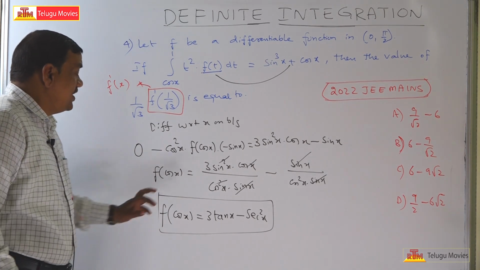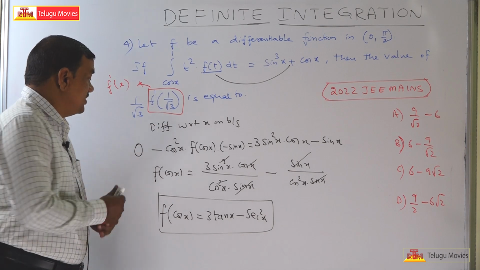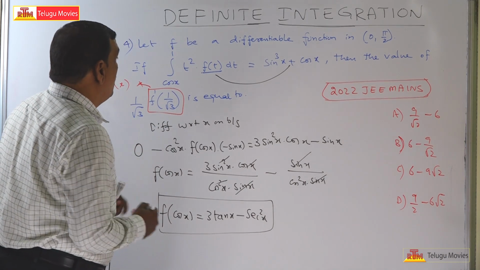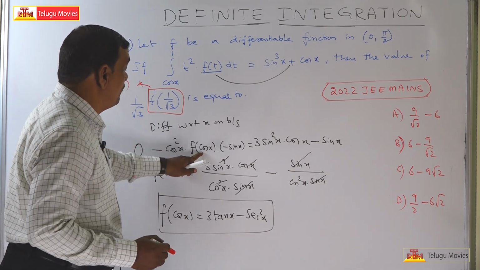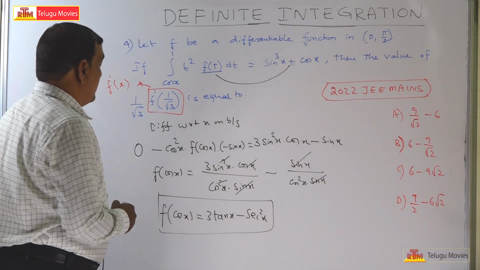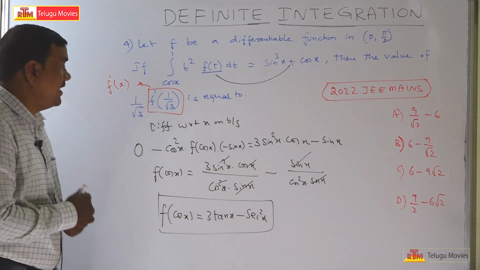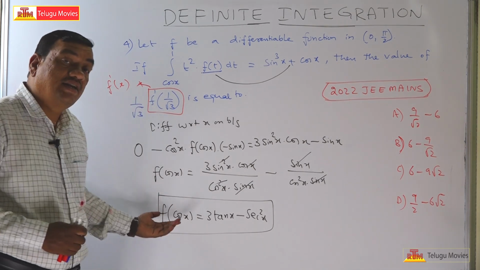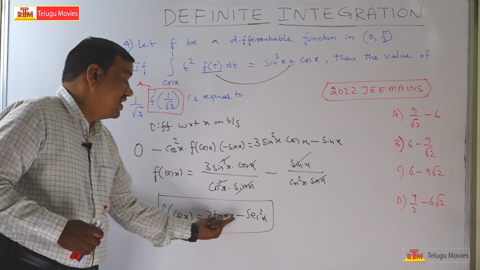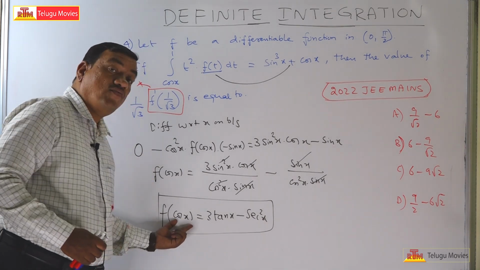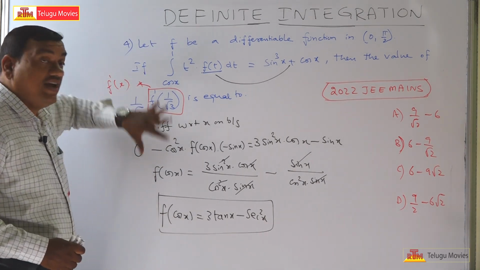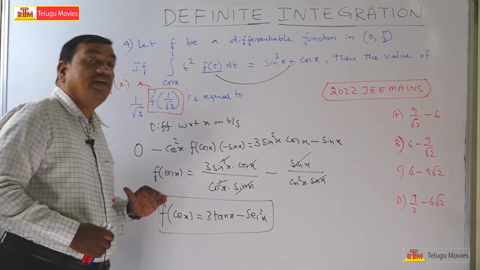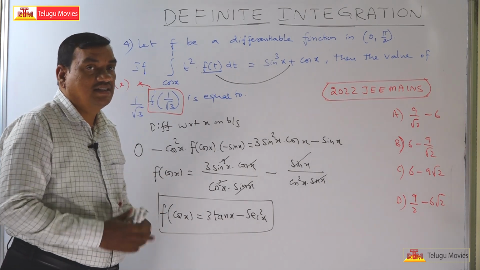Now here, f of cos x, where cos x value is 1 by root 3. We got only f of cos x, but we want f dash. That's why we take the derivative on both sides. Let us see what happens.